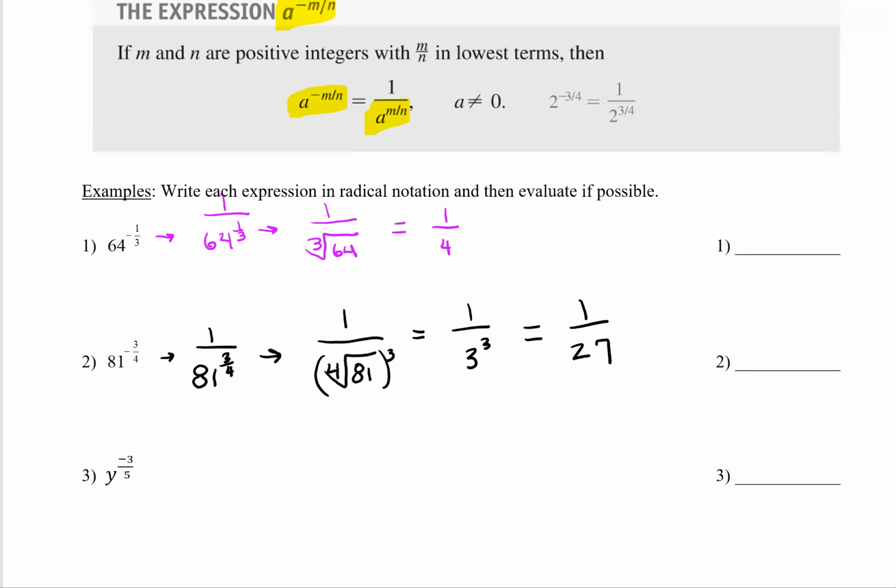Number 3, we will write this as a positive exponent. And if we need to write it in radical notation, this is 1 over the 5th root of y cubed. You can write this either way. You only need one way, but both of those are the same.